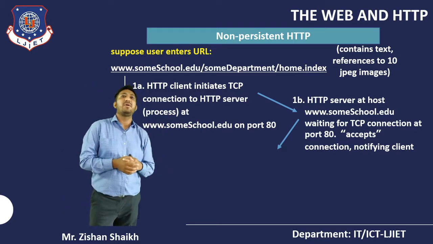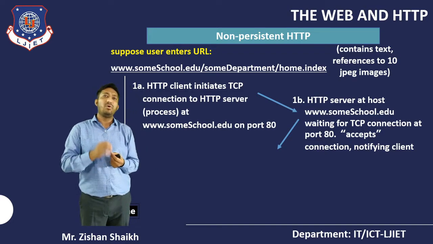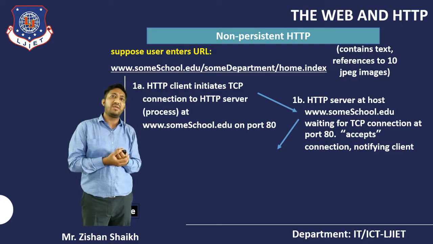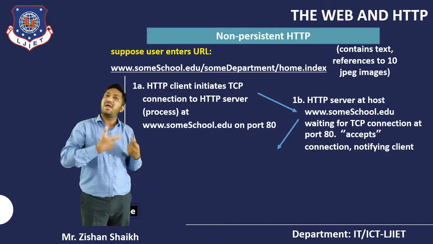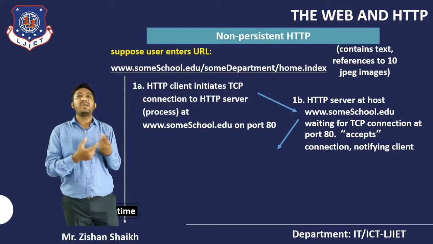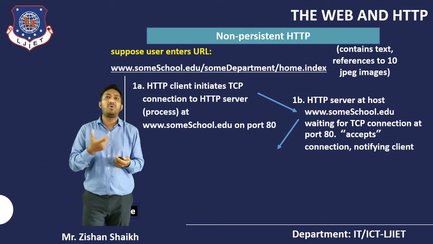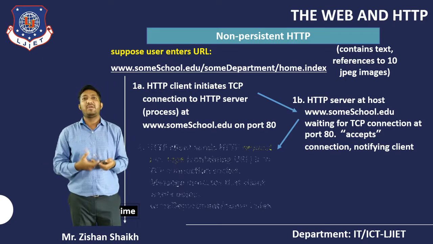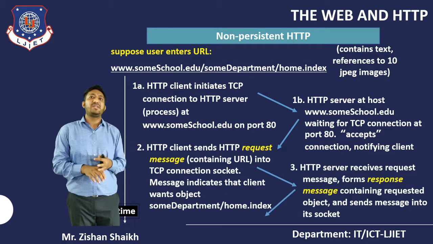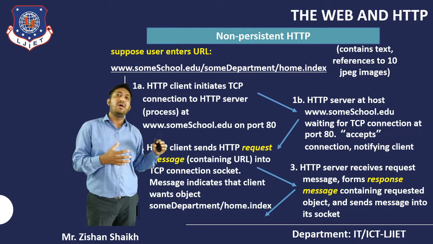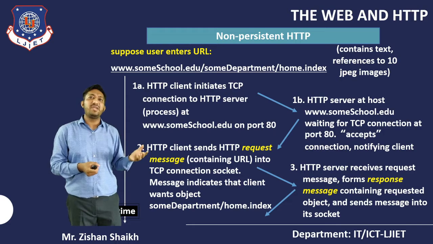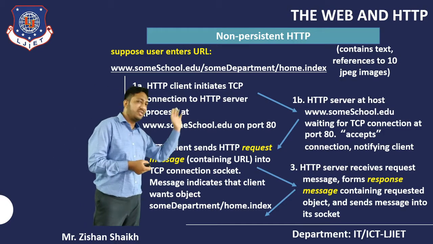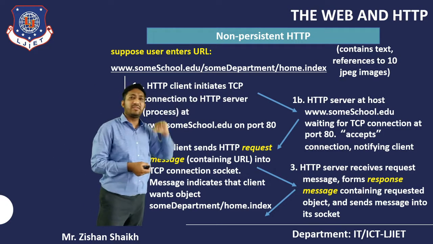Now in the next part, what happens? The HTTP server at the host is waiting for that connection and accepts the request. So the connection is established. This is the first step of our HTTP TCP connection establishment. Now the HTTP client sends an HTTP request message, requesting to download some images at that particular path.